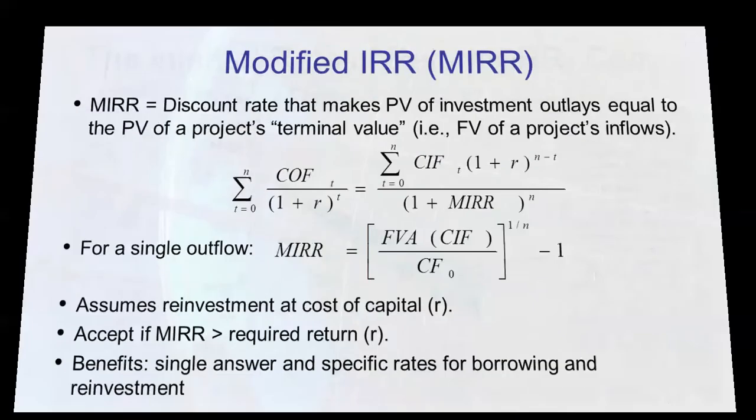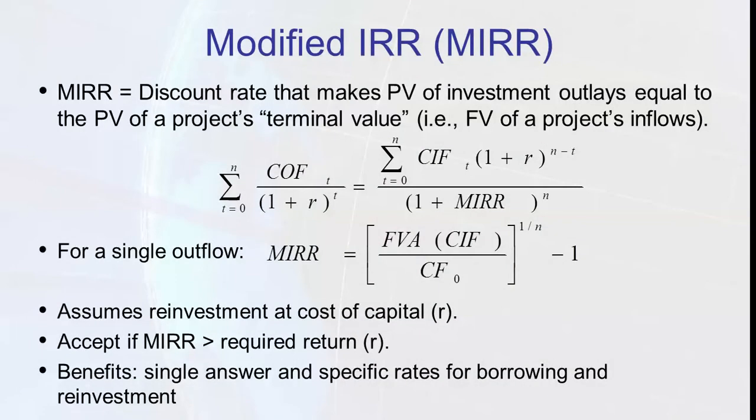Now to address the problem with internal rate of return, we can use modified internal rate of return. So what is modified internal rate of return? MIRR is the discount rate that makes the present value of investment outlays equal to the present value of the project's terminal value.